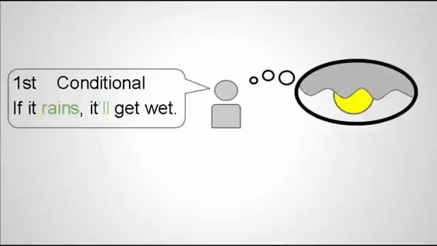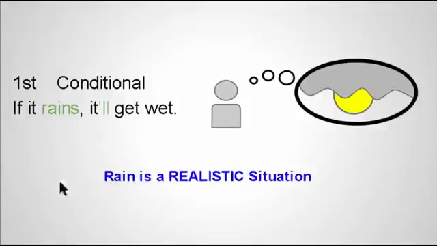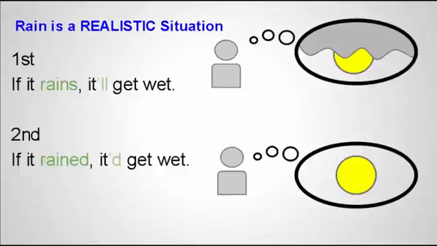It's a possible situation. It's not raining, but the speaker thinks it's probable or possible. That's a realistic situation in his mind. First condition situations are possible and probable. Rain is a realistic situation. Rain is never impossible. But sometimes we do believe it's improbable. For example, if there's a sun in the sky and no clouds.